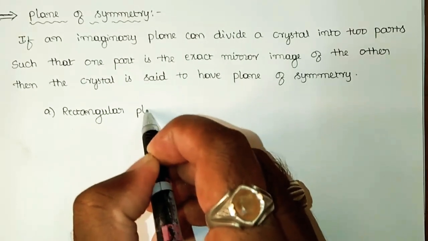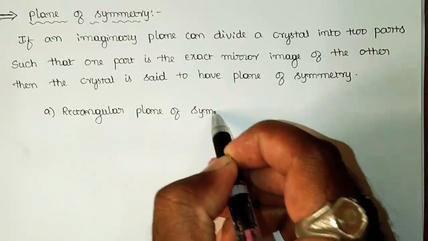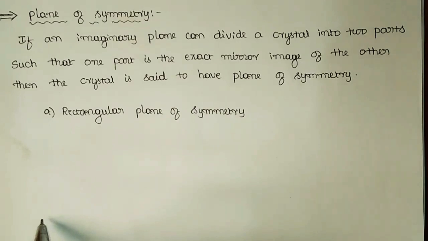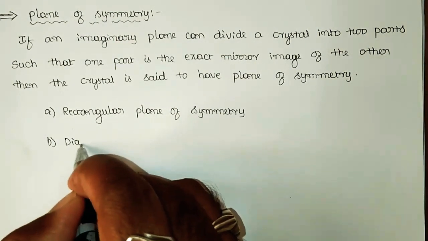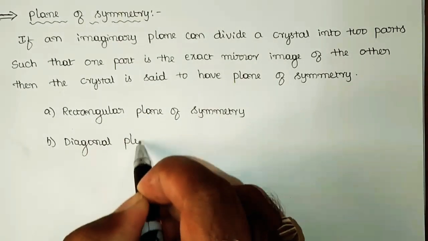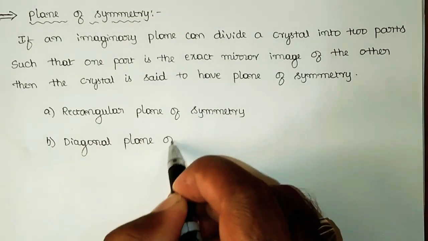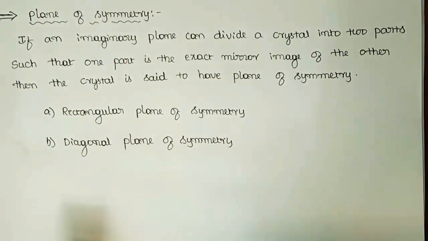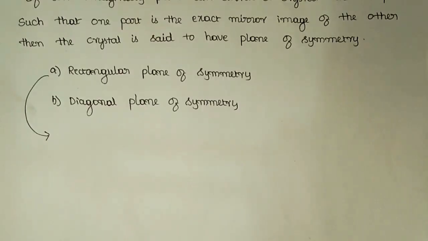Rectangular plane of symmetry. And number two is diagonal plane of symmetry. So there are two planes of symmetries. One is rectangular plane of symmetry and the other one is diagonal plane of symmetry. And now we shall see what is the exact meaning of rectangular plane of symmetry.